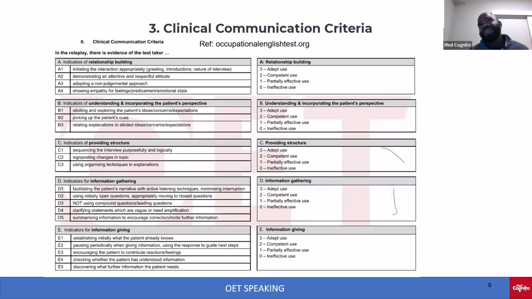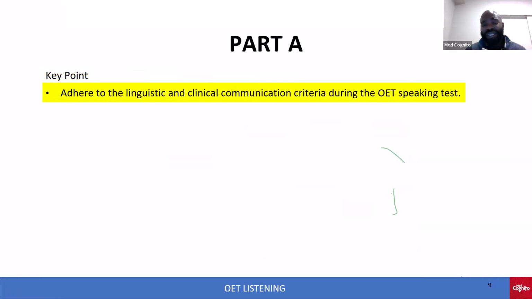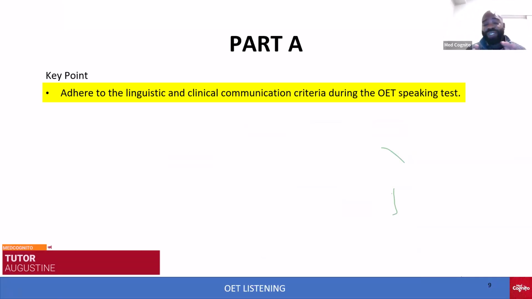And so under the OET speaking criteria, whilst you are going through it, keep these things in mind. This is what you are going to be scored on. And so you keep these things in mind and you implement them during the speaking session. The key point in all of this is that you keep in mind that you are adhering to the linguistic and the clinical communication criteria, the two main criteria being evaluated, under which you have sub-criteria, which we just went through.